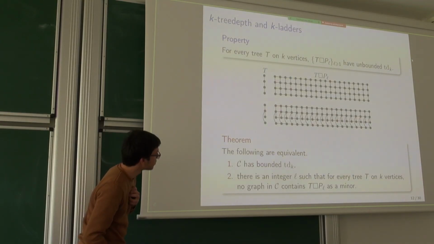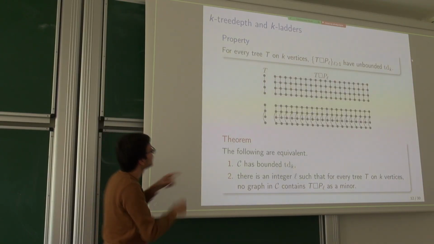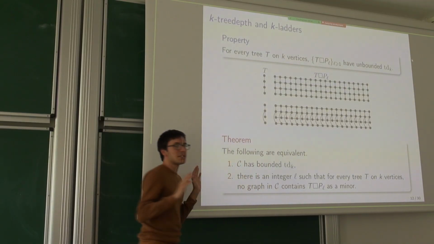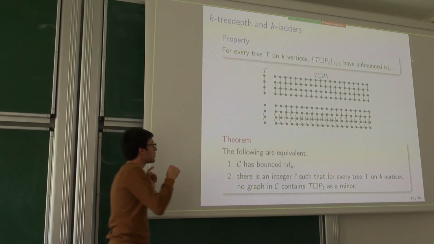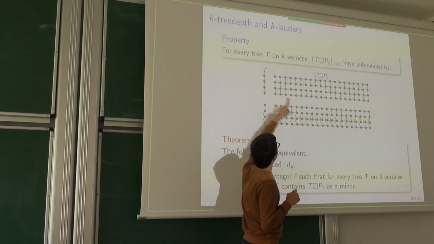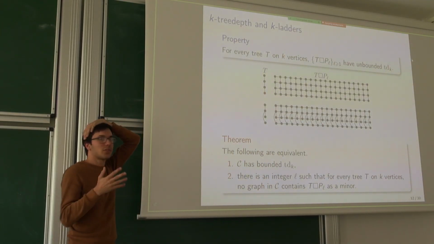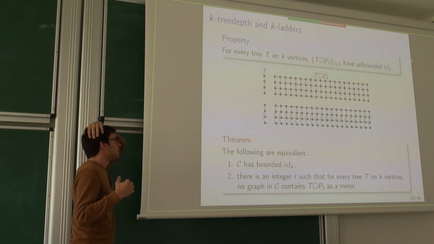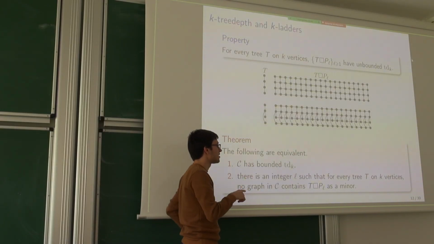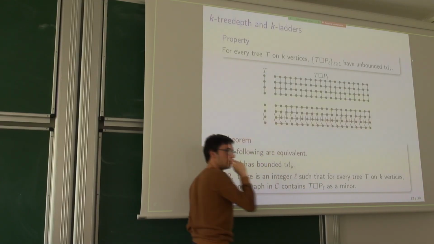And the result I wanted to present today is the other direction. So if you contain something like this for a very long L as a minor in your graph, then you know that your k-treedepth is large. And actually, the other direction holds. If there is an integer L such that you don't contain T times P_L, whatever the choice of T, tree on k vertices, then your k-treedepth is at most some function of k and L. So in terms of graph classes, it means that a class of graphs has bounded k-treedepth if and only if there is an integer L such that for every tree T on k vertices, no graph in the class contains T times P_L as a minor.